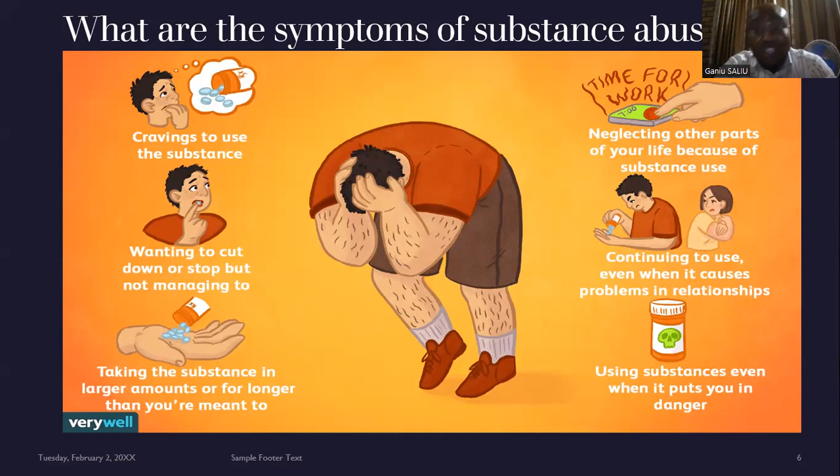Imagine somebody that is used to drinking alcohol every Friday to Sunday. That person will try as much as possible to say, I want to save my money. But the moment he or she sees alcohol, they want to go back to it. That's another thing. They will be taking the substance in larger amounts or for longer than they are meant to. Meaning that the moment they find themselves in a particular situation, they go back to their ways. Let's say they are depressed, for instance. They were like, I want to run away from my reality. And the next thing they want to do is to say, let me drink.